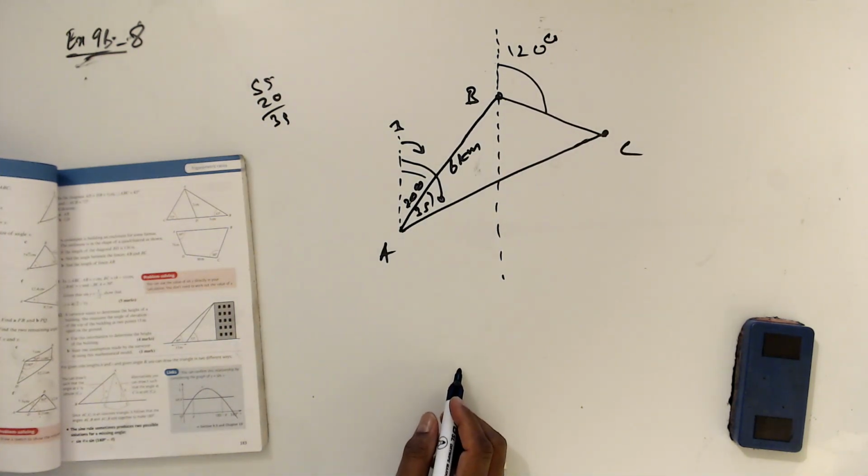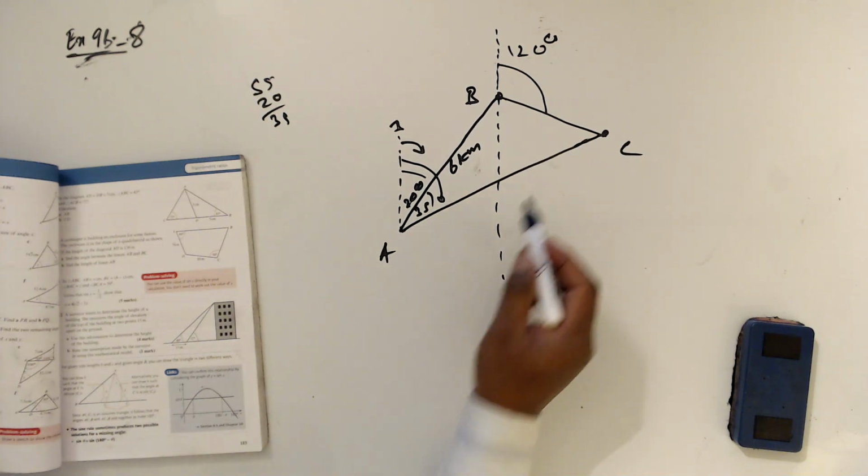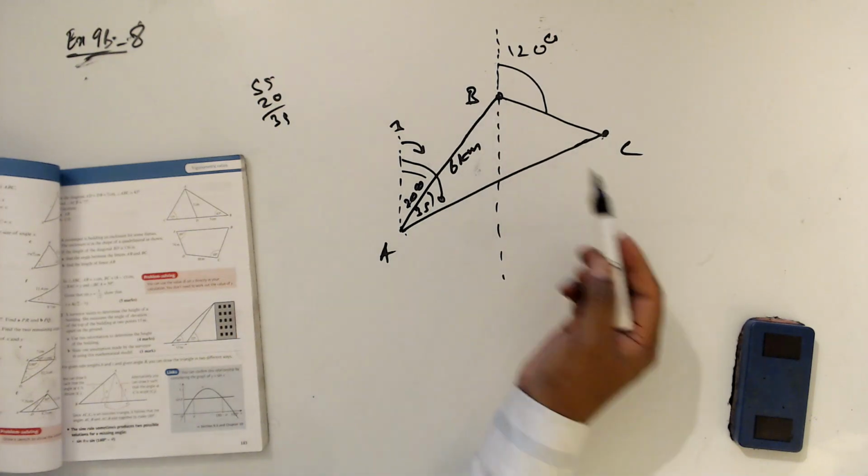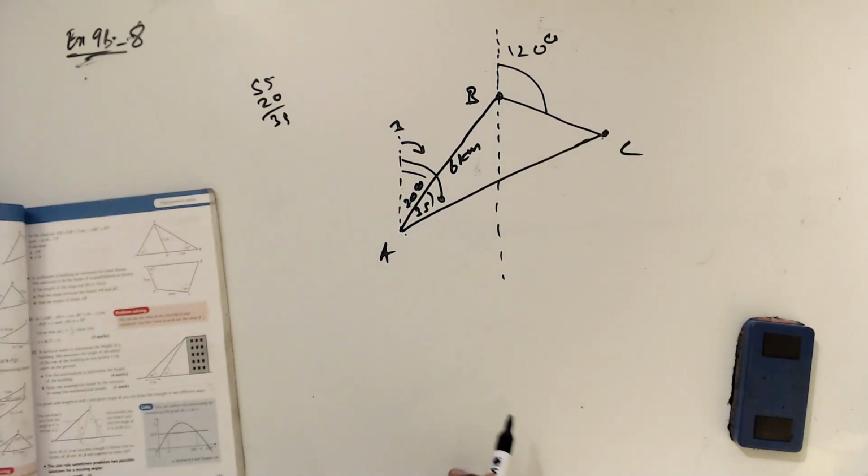Now what is the question? Work out the distance from town C from A and B. So we want to find those two distances.